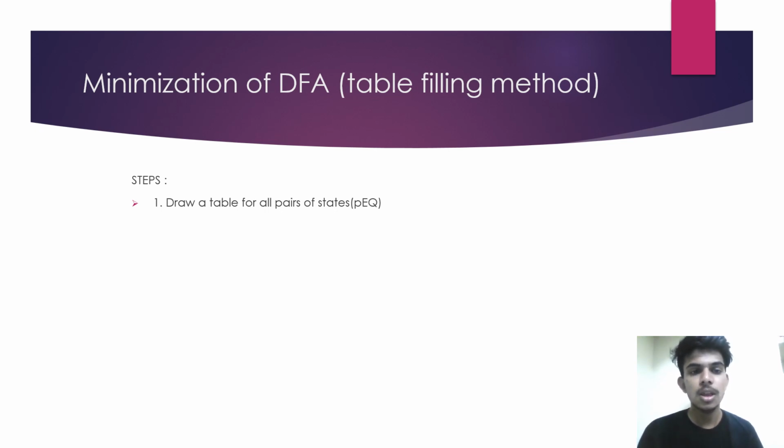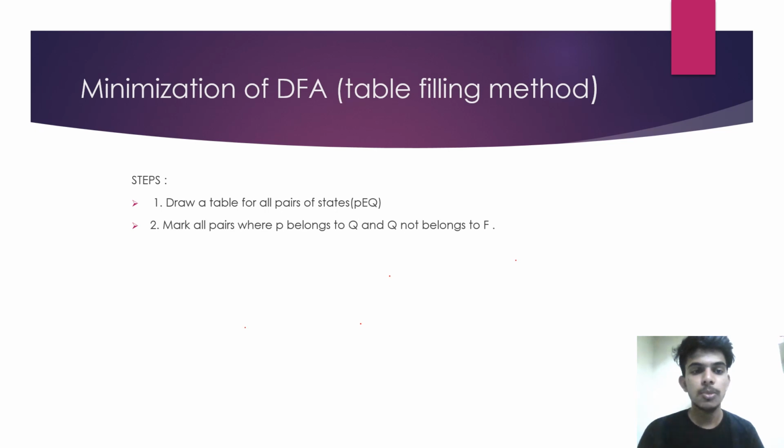Coming to the steps, step 1 tells us to draw a table for all pairs of states P, Q belonging to Q. Next, mark all the pairs where P belongs to F and Q does not belong to F. What does it mean? We have to mark when the two states are not in the same condition. If the two states are in the same condition, we are not going to mark that pair.